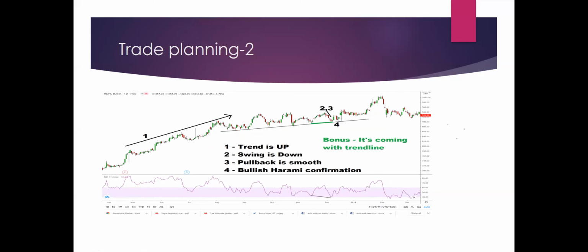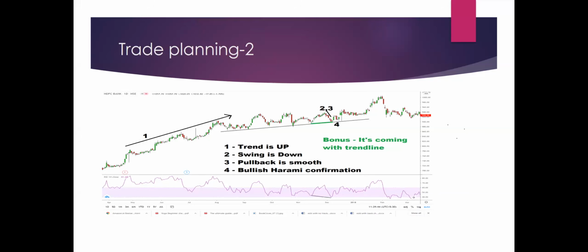Now we look at another trade. It is HDFC Bank. Again, I have mentioned all the four parameters. Number one, the trend is clearly up. It is in a clear uptrend mode. And number two, that swing is down. It has given a clear pullback, and that pullback is also smooth, which satisfies the third criteria. And there is a bullish harami confirmation. That candle is not clearly visible, but that is a bullish harami pattern.